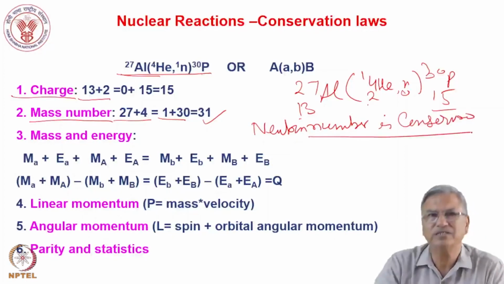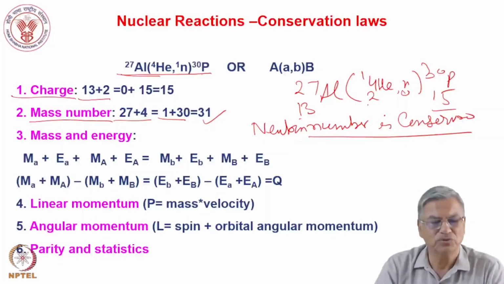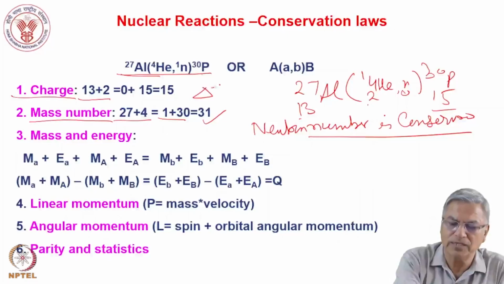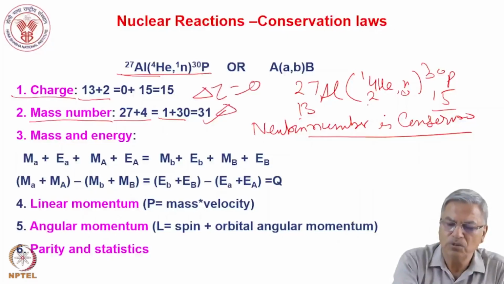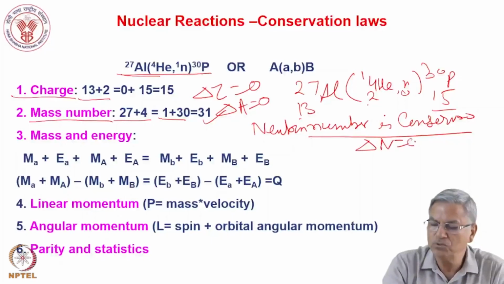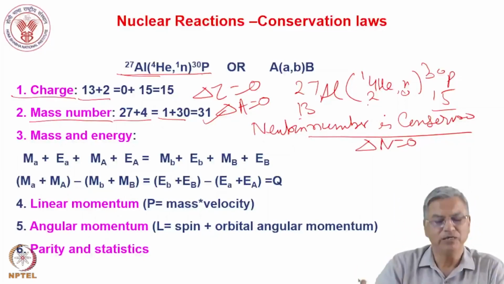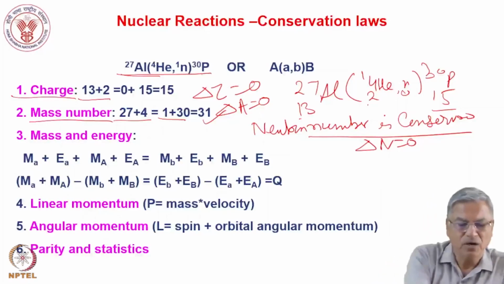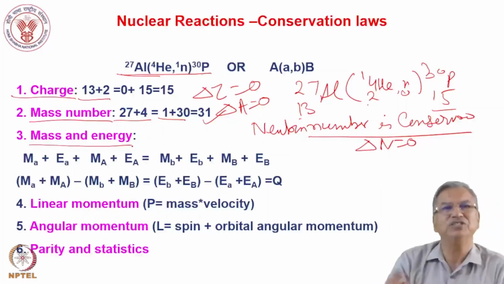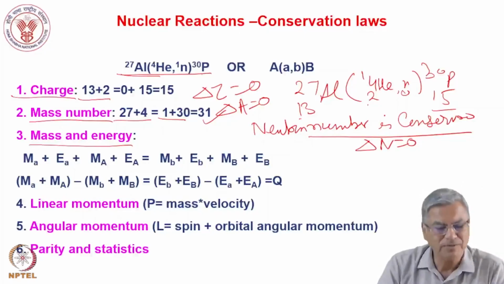In any nuclear reaction, you will find the neutron number is also conserved. So the delta, you can also write delta Z equal to 0, delta A equal to 0, delta N equal to 0. So that will help you in setting up a nuclear reaction.